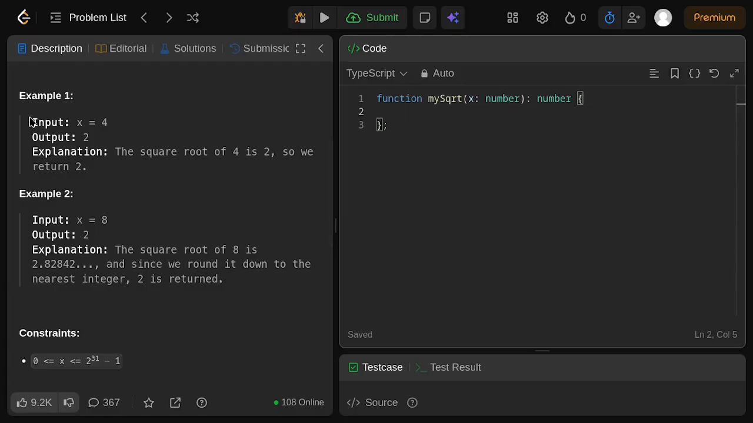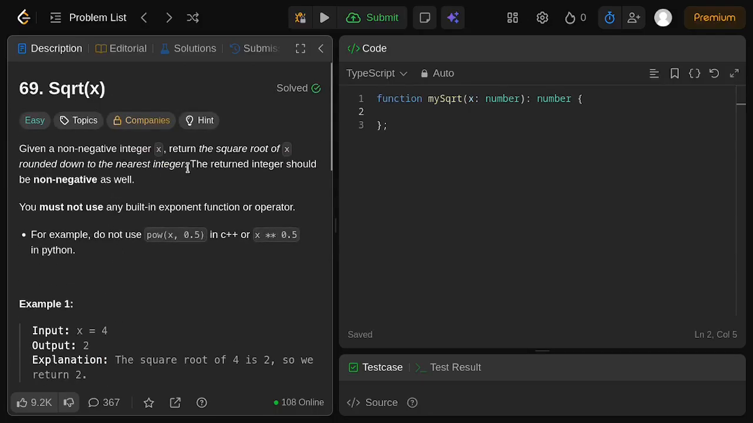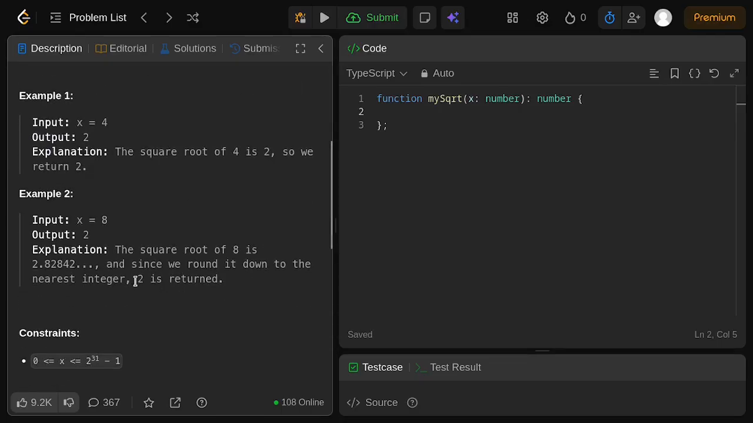Okay, so for example 1, we have the input x equals 4 and the output is 2. For the explanation, the square root of 4 is 2, so we return 2 as the answer. And for example 2, we have the input x equals 8 and the output is 2. It should be 2 because the square root of 8 is 2.8 something, and since we round it down to the nearest integer, like it says above, the answer is 2.